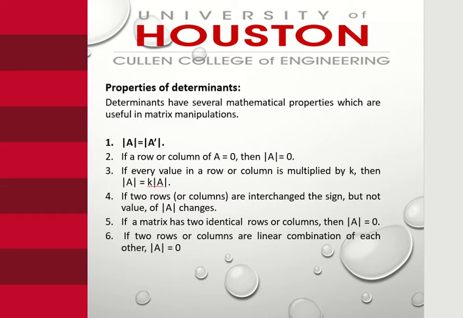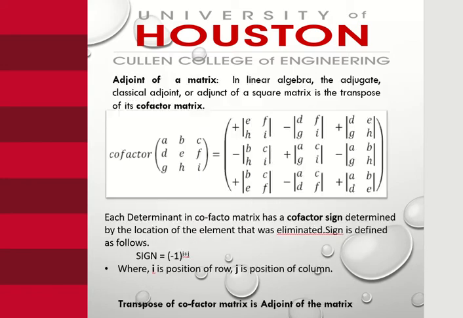If every value in a row or column of A is multiplied by k, then the determinant of A would also be multiplied by k. So it would be k times the determinant of A. If two rows or two columns are interchanged, the sign changes but not the value of the determinant. If a matrix has two identical rows or columns, then the determinant of A is equal to 0. If two rows or columns are linear combinations of each other, then the determinant of A is equal to 0.